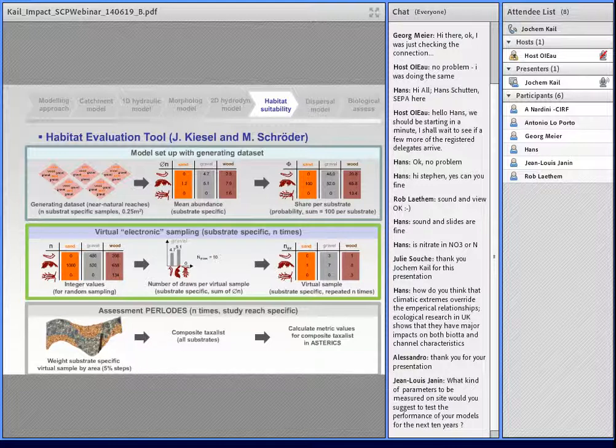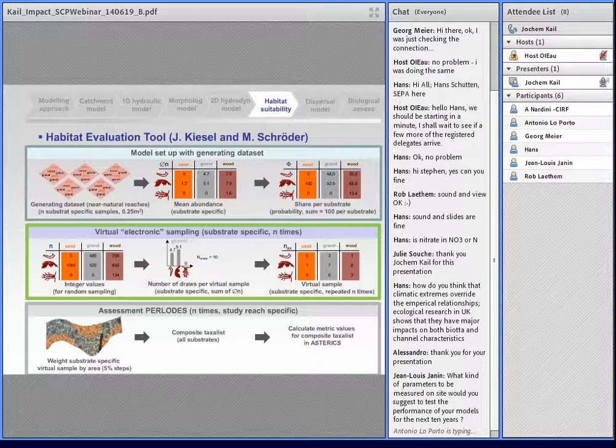Okay, I will start with the question of Hans. Yes, I think these empirical relationships, of course, are valid under the conditions that we have now. I think we have to distinguish between different influences. The influence which comes from temperature is probably larger than the influence which comes from discharge changes.